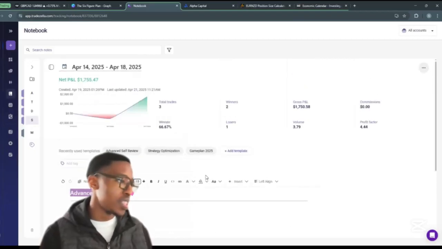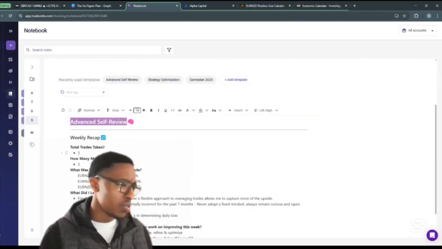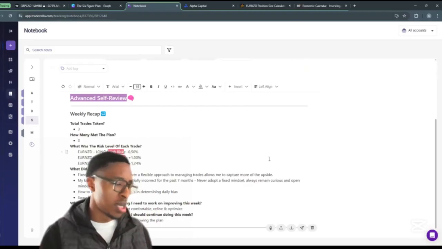But getting into the performance: a solid week, 3 trades taken, all 3 met the plan, all 3 were on Euro NZD.